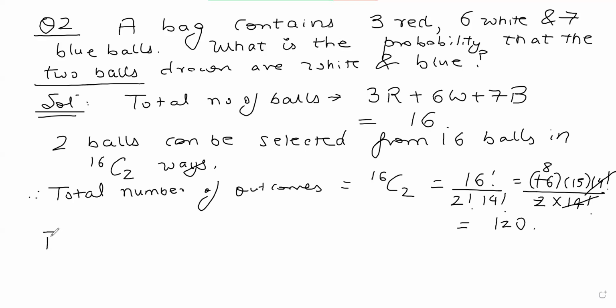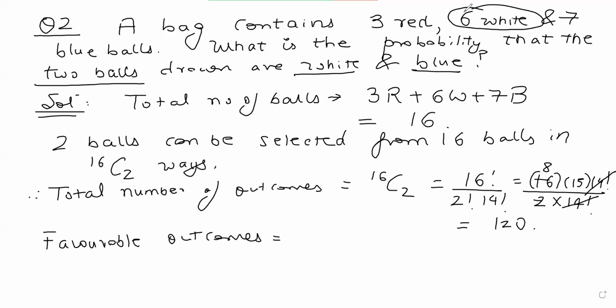What are my favorable number of outcomes? Out of these 2 balls which I am selecting from 16 balls, 1 should be white and 1 should be blue. So how many white balls are there? There are 6 white balls. From 6 white balls, I must select 1 and, remember, in probability, and always means multiply, 1 ball should be blue.